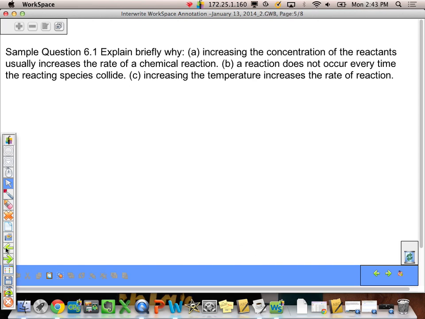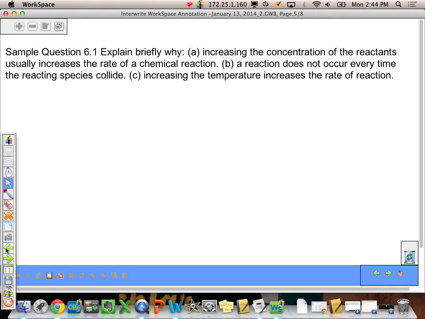Part B asks us, if a reaction does not occur every time the reaction species collide, why that is. And that is because sometimes they either don't have enough energy or they're not in the correct orientation, so they have electron clouds bouncing in and repelling one another, and the reaction doesn't occur.